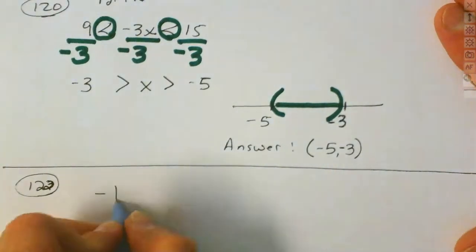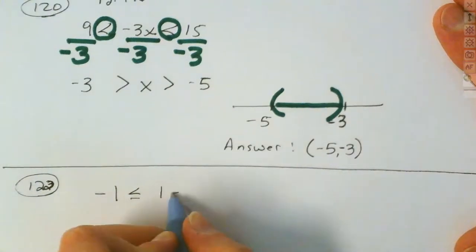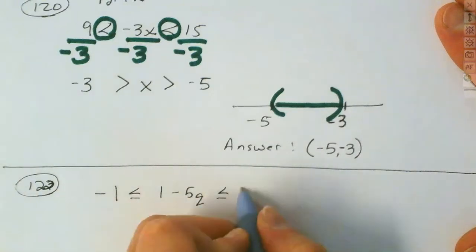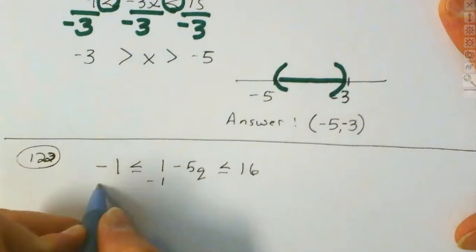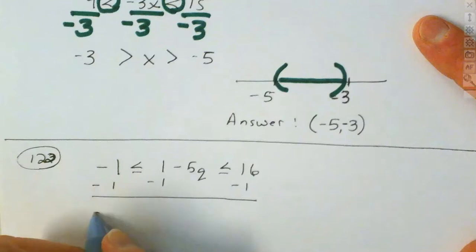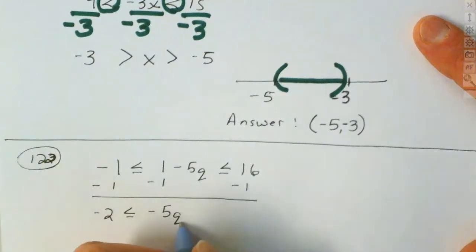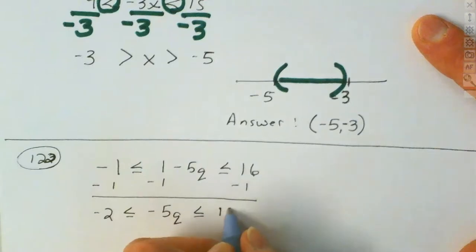We've got minus 1 is less than or equal to 1 minus 5q is less than or equal to 16. So what would we do? First thing, move that 1 over, right? Because that has to be taken out of the middle. And that leaves you with a minus 2. We still have a minus 5q in the middle. And 16 minus 1, well, that makes it a positive 15.